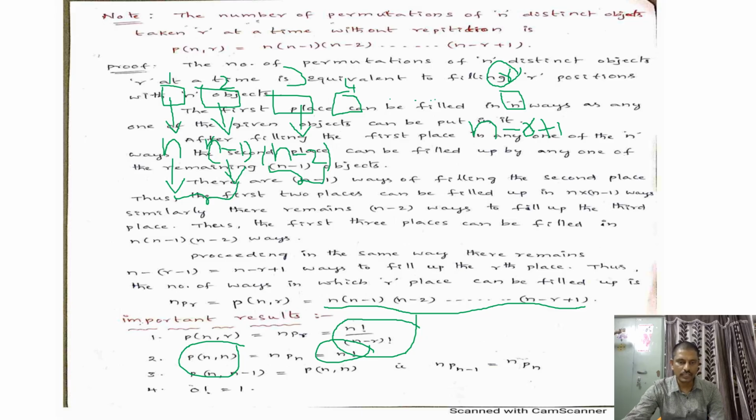And 0 factorial is always 1, because nC0 means we are not taking any object. That means it is one way. Not taking an object, or not arranging an object, is also one way. 0 factorial is considered as one way. Clear? Now we will see some examples of combination.